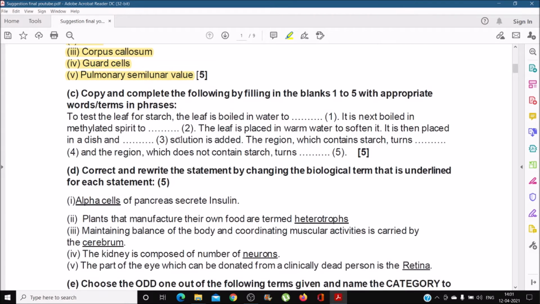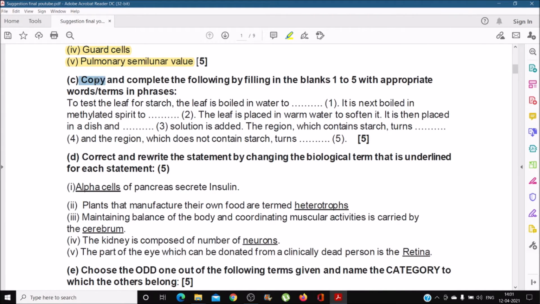Now part C. Copy and complete the following by filling in the blanks 1 to 5 with appropriate words or terms. You have to copy and complete the blanks with the proper word. To test the leaf for starch, the leaf is boiled in water to dash, number 1. It is next boiled in methylated spirit to dash, number 2.